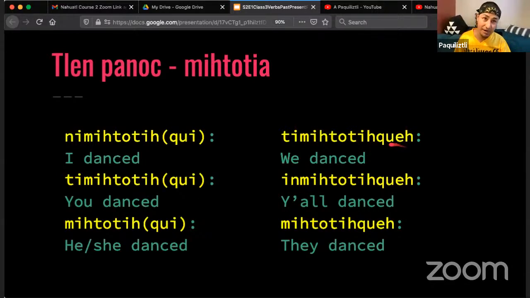This ke is required in the plural. So it is always timihtotihke, like that. Timihtotihke, imihtotihke, and mihtotihke. Okay, so you must put this ke to make it a plural form.